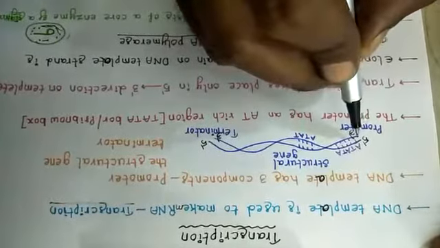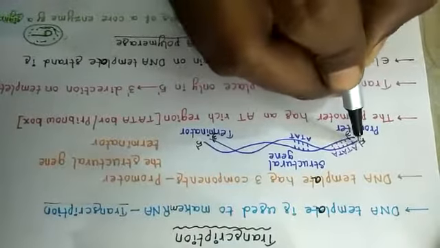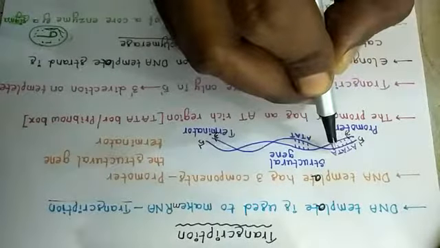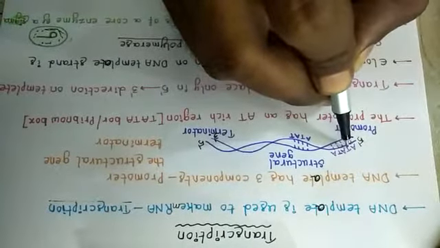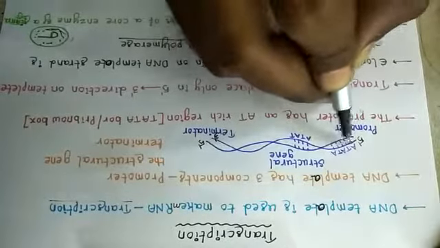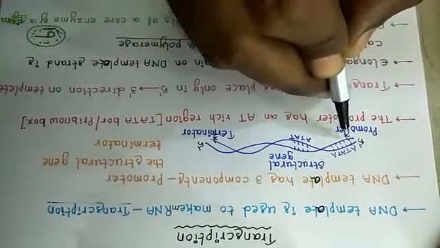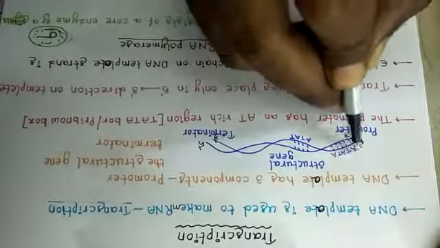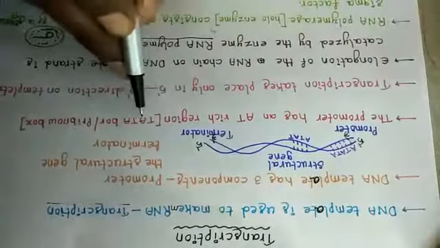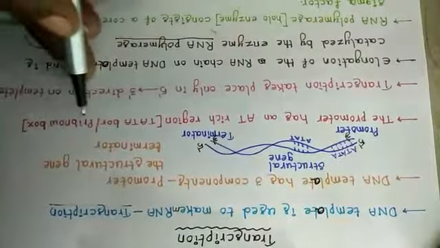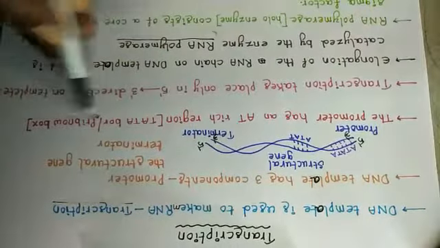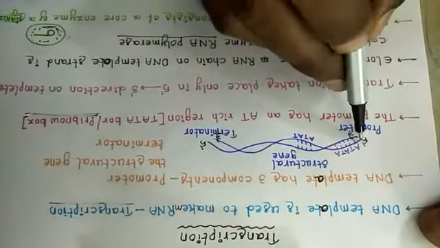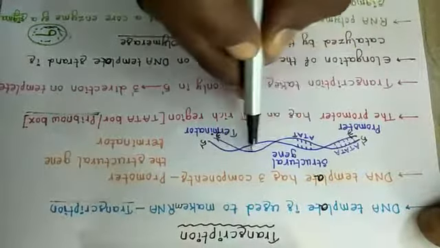Here the promoter is very rich with nitrogenous bases like T, A, T, A. If you read this, it is T, A, T, A, the TATA box. So the promoter region of the template DNA, which undergoes transcription, is very rich with the TATA box. This TATA box is also called the Pribnow box. And transcription always takes place from the 5' end to the 3' end.